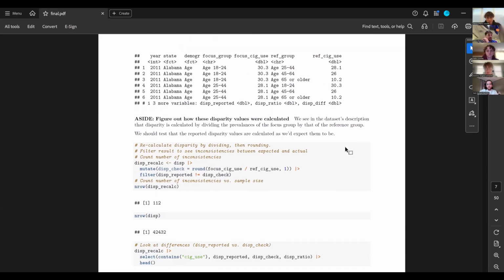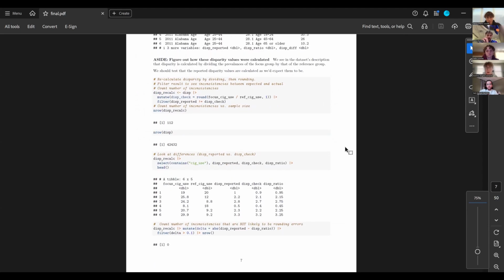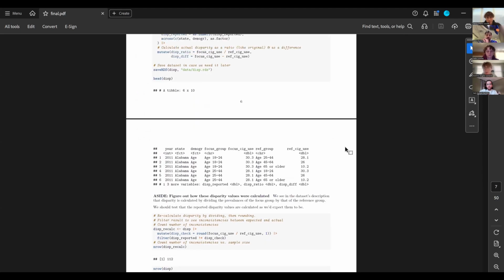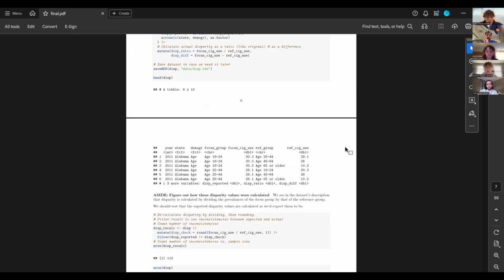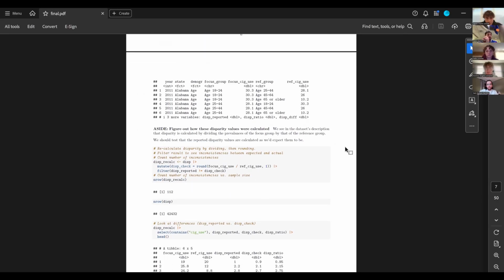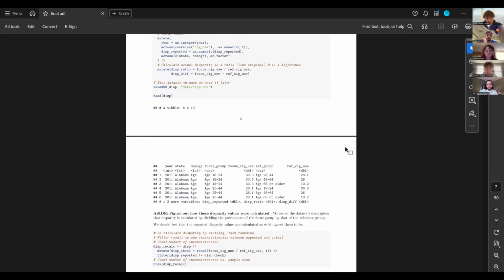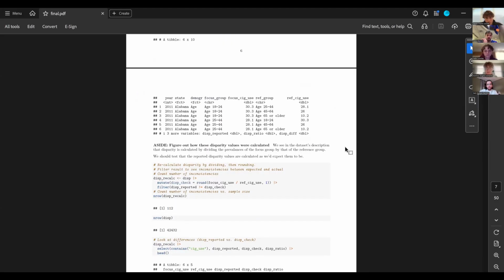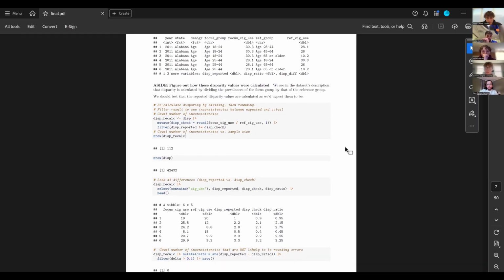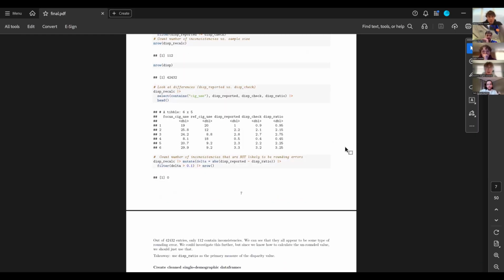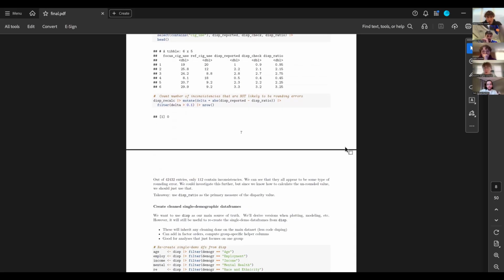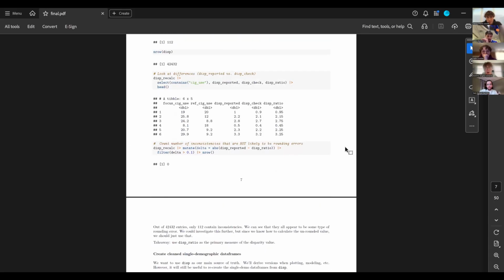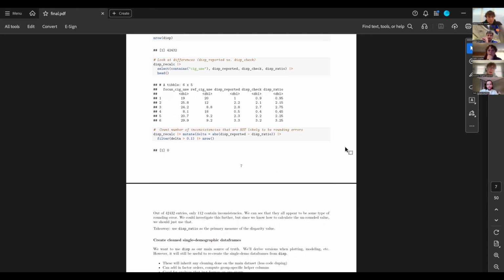Once it was cleaned, we recalculated the true disparity values ourselves. We divided the focus group smoking prevalence by the reference group prevalence, and we created a new variable called diff ratio. We also created a diff variable to represent the absolute true difference between the two groups, and we verified all of these things and recalculated ratios throughout. Overall, this process ensured that when we went to make the plots, it was a smooth process. It showed what we wanted to actually show, and there weren't any bugs in the process.